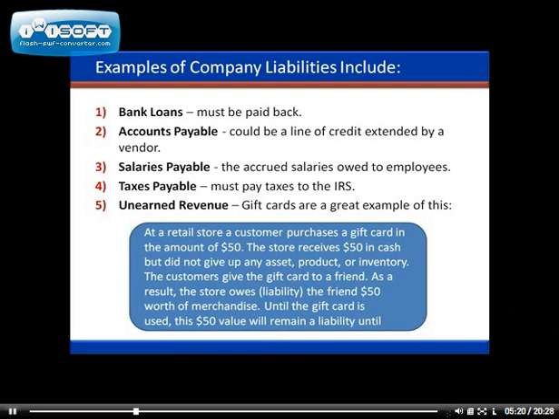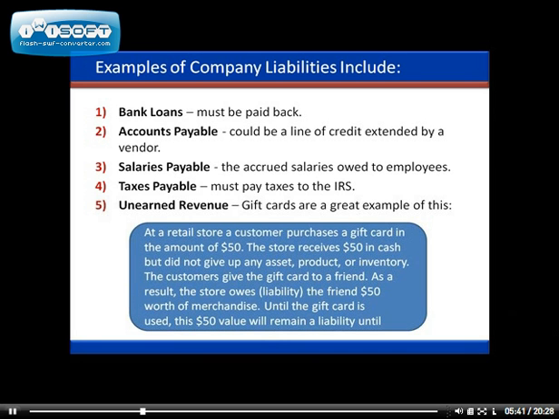And taxes payable, you can't escape the IRS. Salaries payable, if you have any employees, you're going to have to pretty much pay them. Bank loans, of course, that must be paid back. One interesting note is unearned revenue. Gift cards are a great example of this.